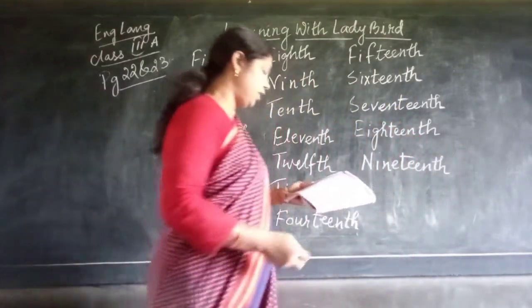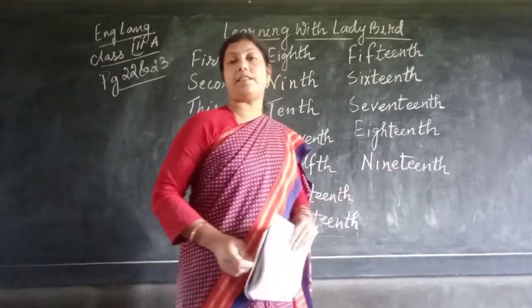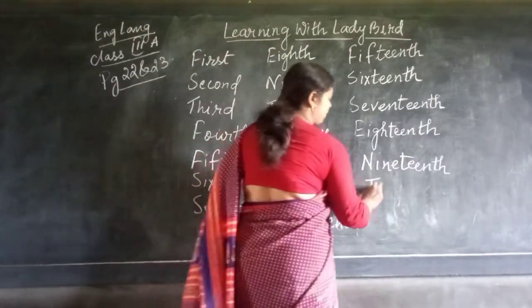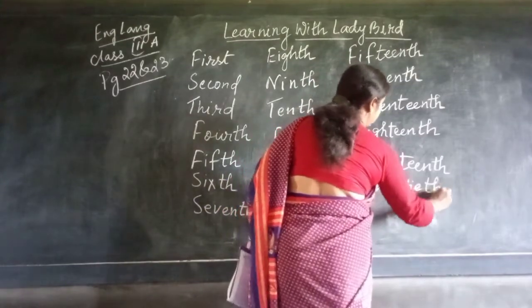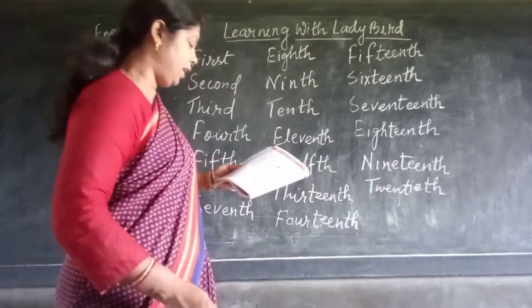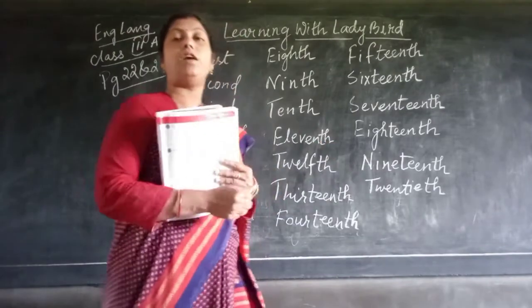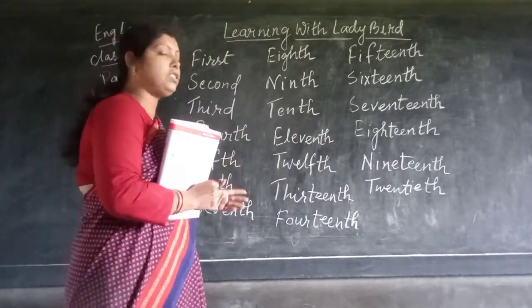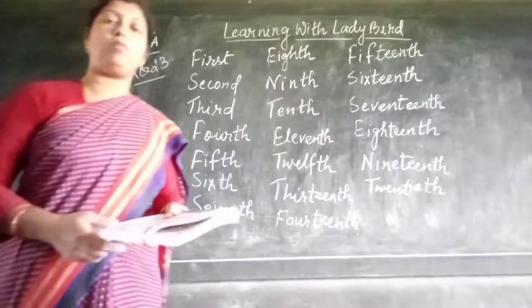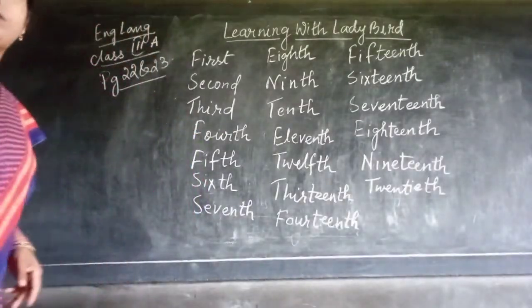After 19, what is there? It comes 20th, T-W-E-N-T-I-E-T-H. We have to complete till 30. First you see till 20th, then I'll erase and I'll write down.